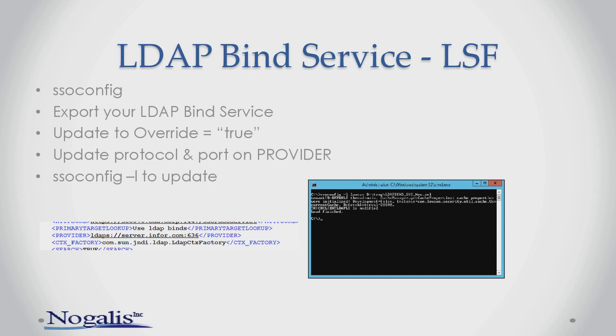So the only thing you have to do is set override equal to true. There's an element in there at the very beginning that says override equals false as the default, so you just want to change that to true. And then on the provider element, again, you need to update the protocol and port. Protocol is going to be LDAPS, and port is going to be whatever port you're using for LDAPS. Once you update that XML file that you exported, you can use SSO config -L to re-import that value. SSO config -L requires the SSO config password and the full file path to the file that you're uploading.